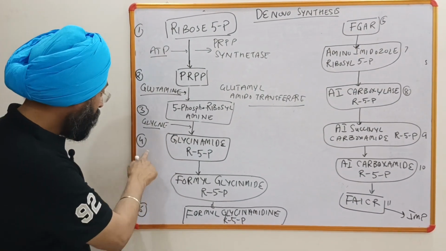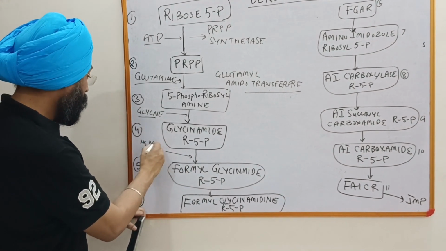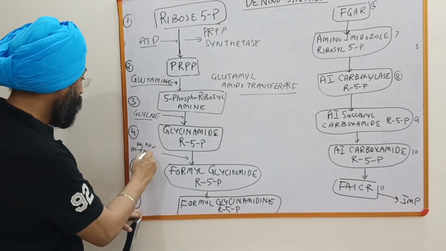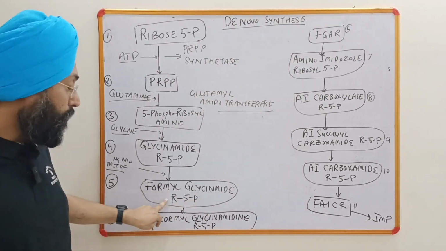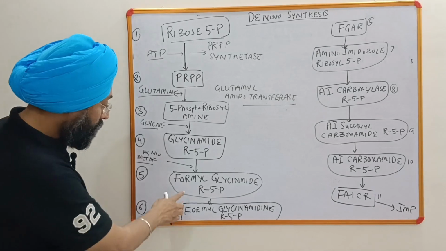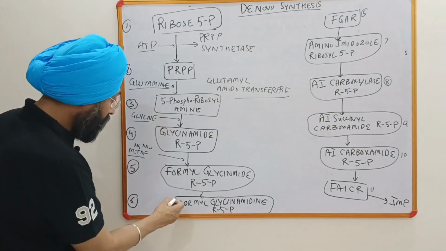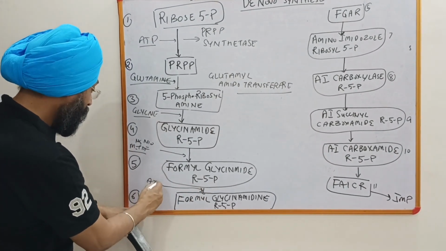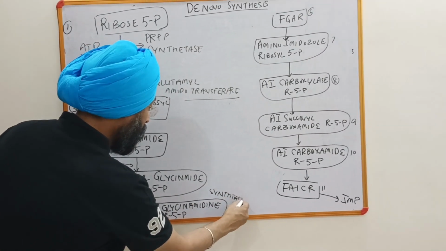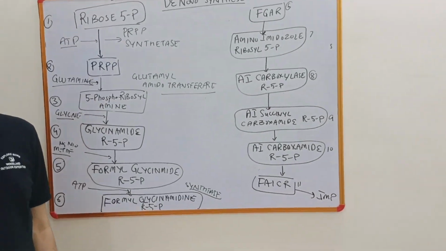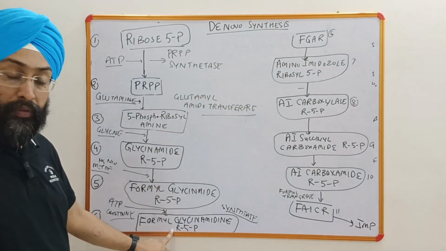right? And here in the fourth and fifth step, we add N5,N10-methylene tetrahydrofolate, right? So we'll get formyl glycinamide ribosyl 5-phosphate. And the next molecule, the sixth one, is formyl glycinamidine ribosyl 5-phosphate. Here we will again add ATP, and the enzyme will be synthetase, right? In the sixth step, we got formyl glycinamidine ribosyl 5-phosphate.